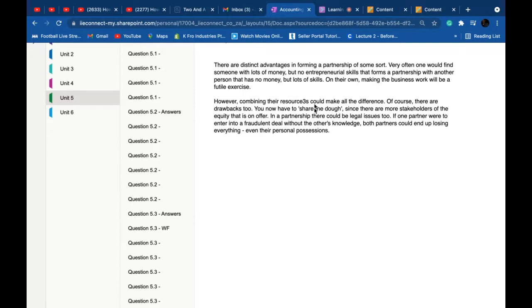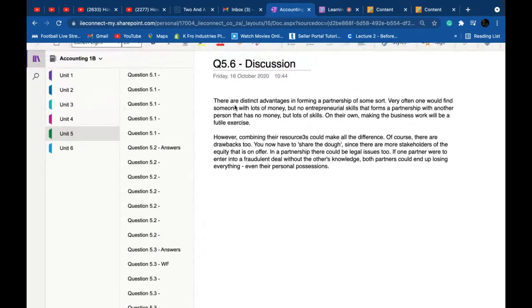Definitely not. Okay, anyway, this is your suggested answer right here. They say there are distinct advantages in forming a partnership of some sort. Very often, one would find someone with lots of money but no entrepreneurial skills that forms a partnership with another person that has no money but has a lot of skills, okay? On their own, making the business work will be a futile exercise, okay? However, combining their resources could make all the difference.